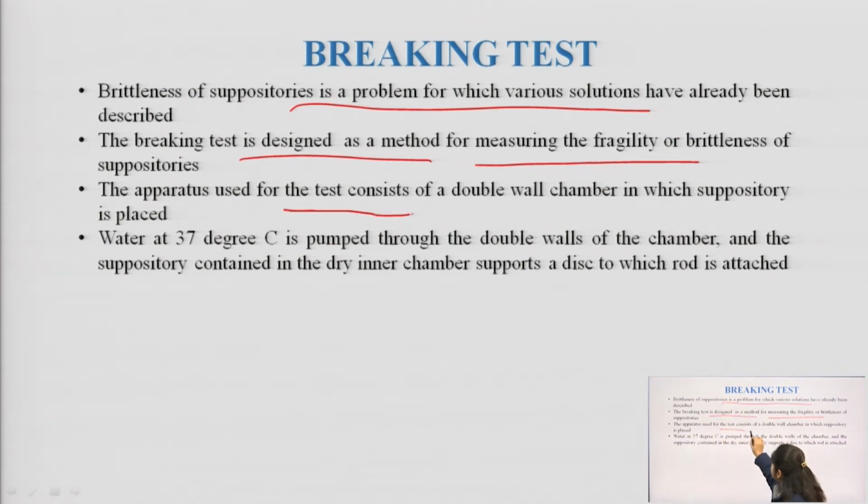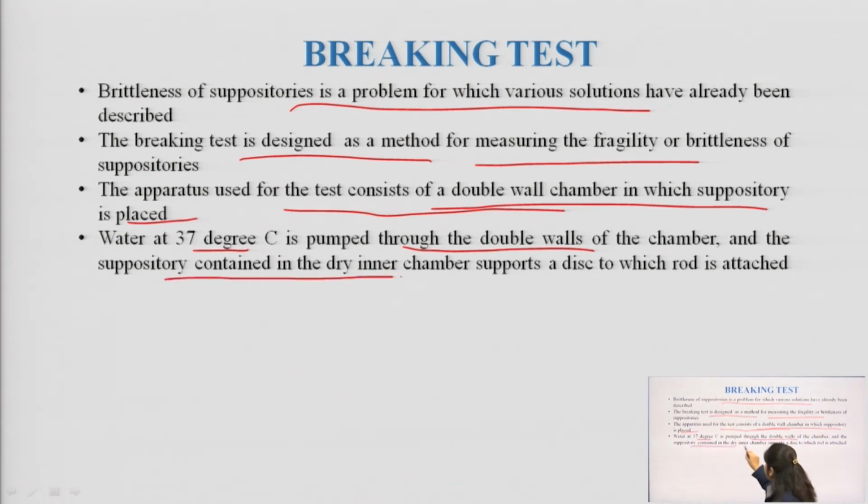The apparatus used consists of a double walled chamber in which the suppository is placed. Again, water at 37 degrees Celsius is pumped through the double walls of the chamber, and the suppository is contained in the dry inner chamber, which supports a disc to which a rod is attached. So, the breaking test apparatus looks similar to the dissolution test apparatus that is very widely used to study the dissolution of tablets and capsules.